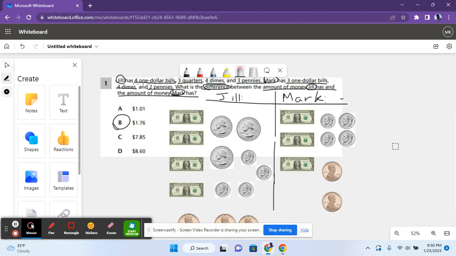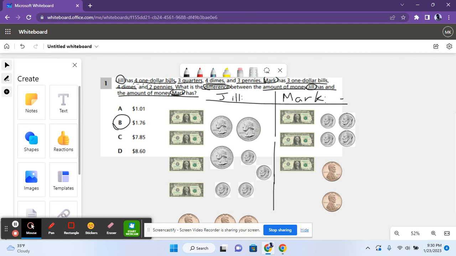So let's get started. For the first problem, it says Jill has four $1 bills, three quarters, four dimes, and three pennies. Mark has three $1 bills, four dimes, and two pennies. What is the difference between the amount of money Jill has and the amount of money Mark has?